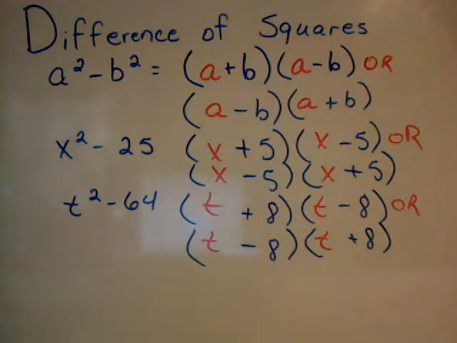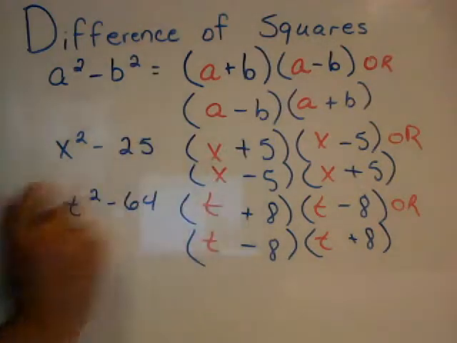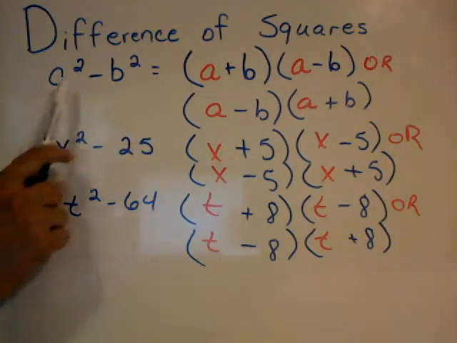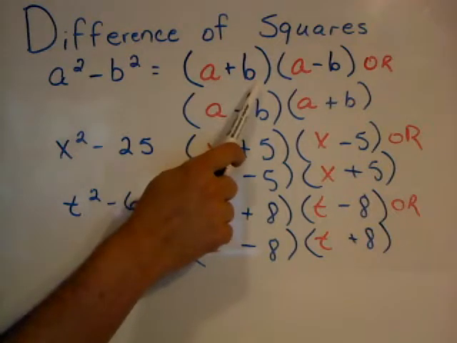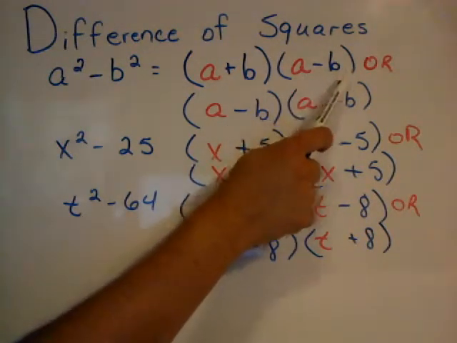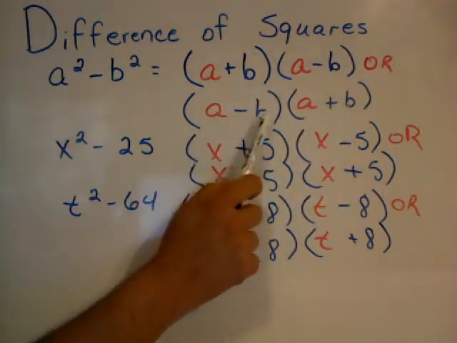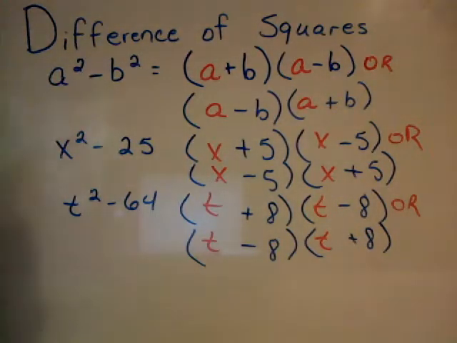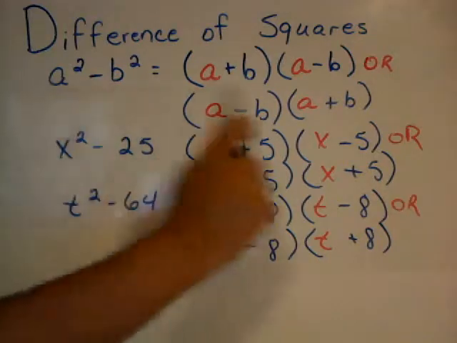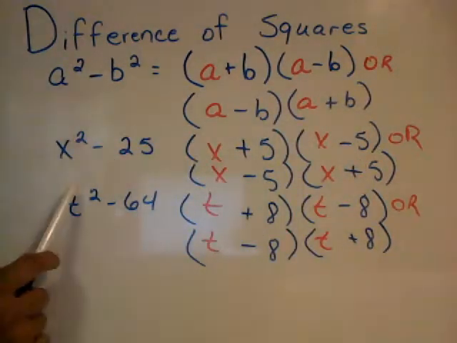Today we are going to discuss the difference of squares and how we can use this to factor polynomials. Now, the difference of squares is defined as a squared minus b squared equals a plus b times a minus b, or a minus b times a plus b. This is our model, and these are some examples.